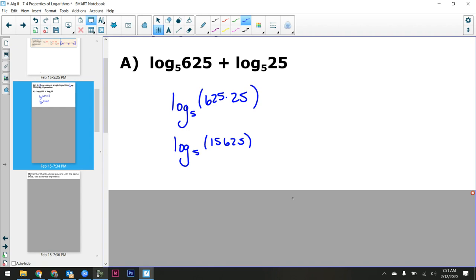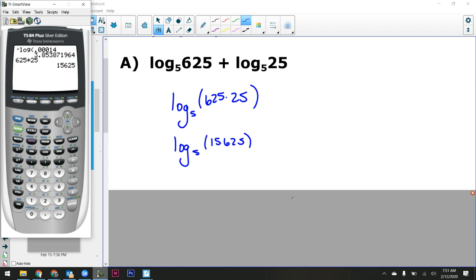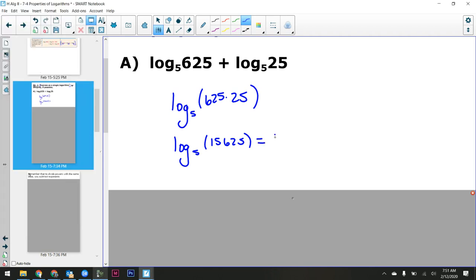Okay, now what we say is, okay, what does that evaluate to, right? Think about what the log means. That means 5 to the what power is this big number? 5 to the what power? Well, it's probably not 5 to the third. Maybe 5 to the fourth? Nope, not yet. 5 to the fifth? Nope, not yet. 5 to the sixth? Bingo. So this is equivalent to 6. That's equal to 6.